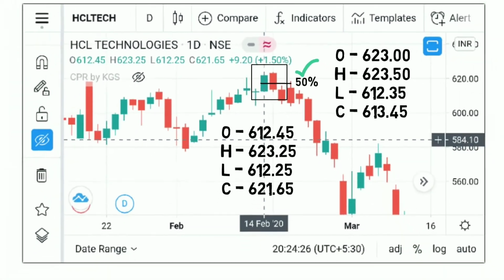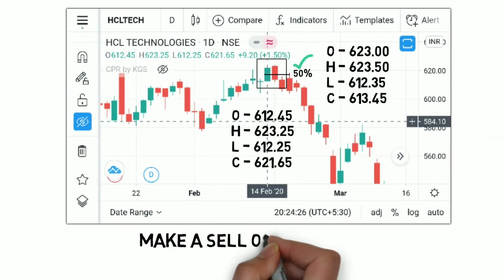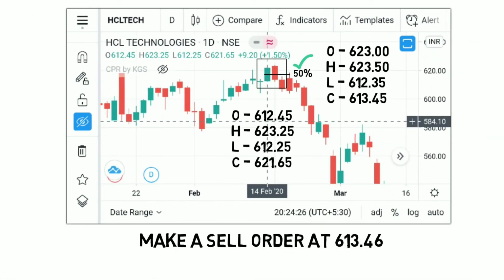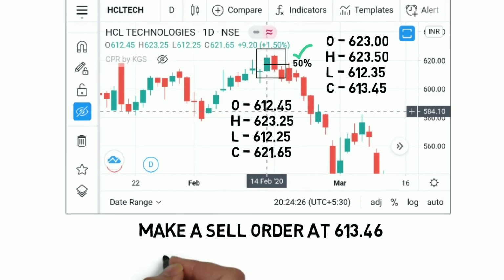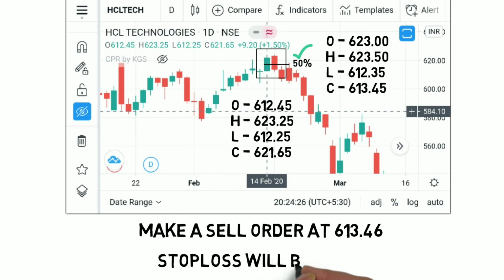So here we can make a sell order at around 613.46, meaning the closing price of the second red candle. And our stop loss will be the high, meaning 623.50. And if you want a more secure trade, then wait for the next day, and when the price comes down below the 613 point, then only make a trade. And if it doesn't, just avoid the trade.